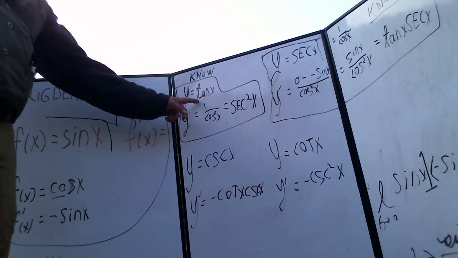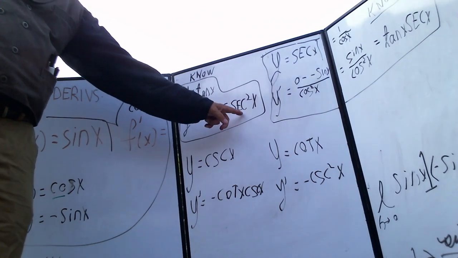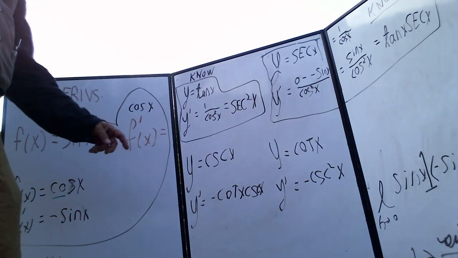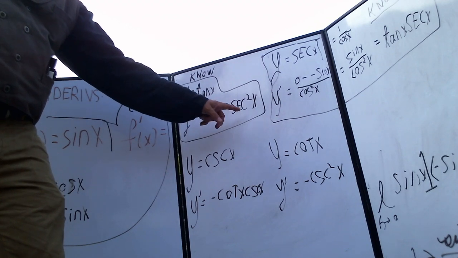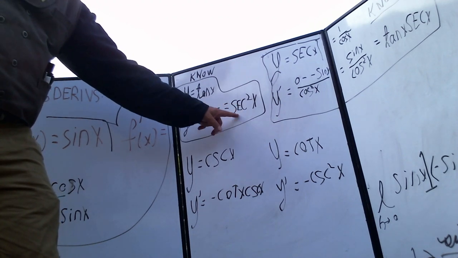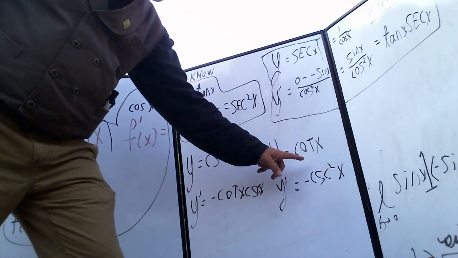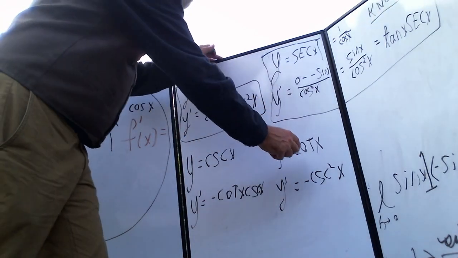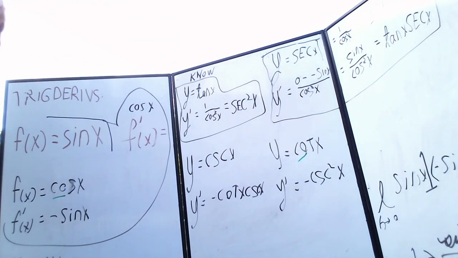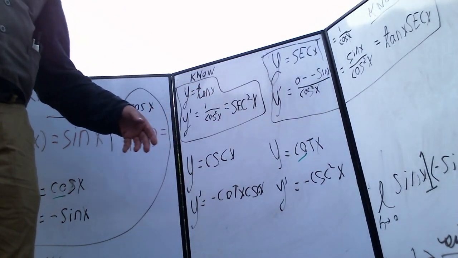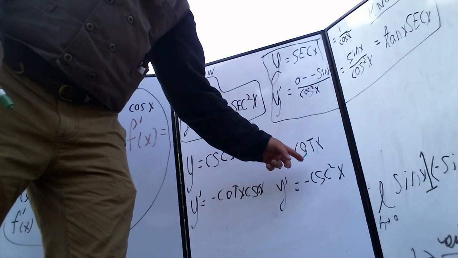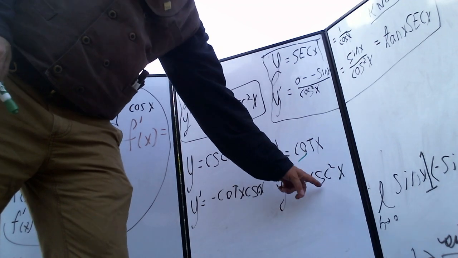The derivative of tangent turns out to be secant squared. The derivative of cotangent turns out to be not secant squared, not negative secant squared, it's negative cosecant squared, because I'm taking the derivative of a co, so there's a minus. Since the derivative of tangent is secant squared, the derivative of cotangent turns out to be a negative cosecant squared.